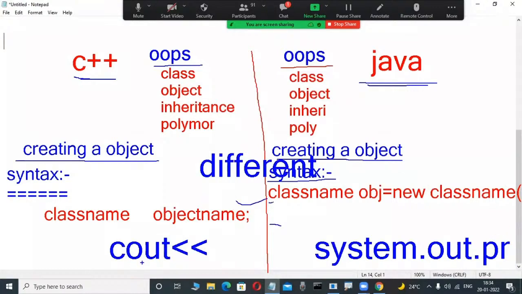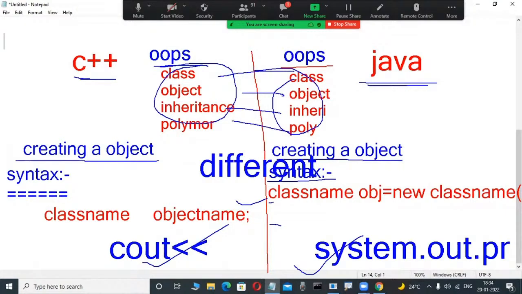Functions are also totally different in these two object-oriented languages. But conceptually, the OOP concepts are the same. What is a class? What is an object? What is inheritance? What is polymorphism? Same, but syntactically totally different. Why? Because those are two different languages, two different products from different companies. That's why the functions and the syntax are different.